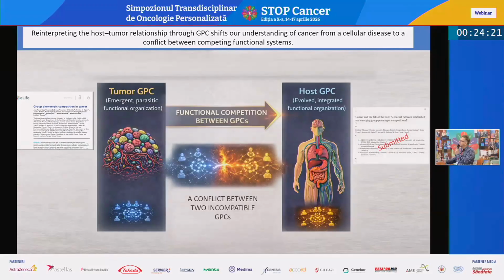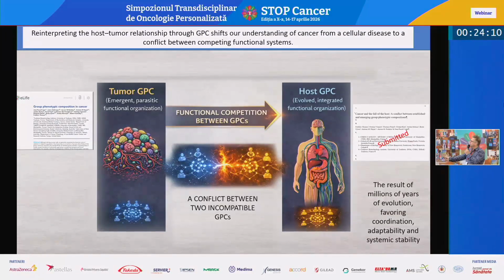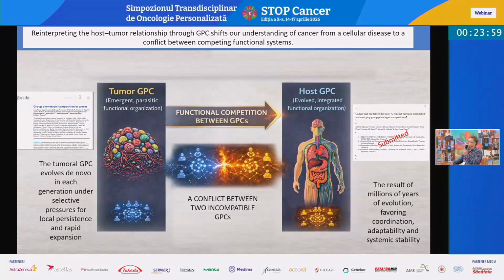In this context, we can reinterpret the host-tumor interaction as a functional competition between GPCs, a conflict between two incompatible GPCs: the one of the host, which is an evolved one, the result of millions of years of evolution favoring coordination, adaptability, and systemic stability, and the one of the tumor, an emergent one that evolves de novo in each generation under selective pressure for local persistence and rapid extension.